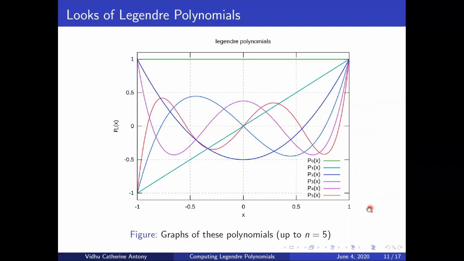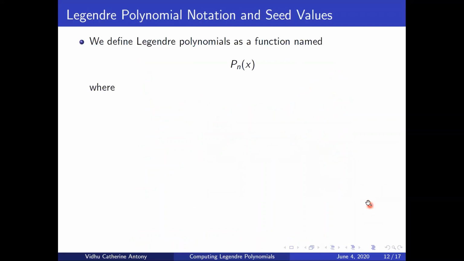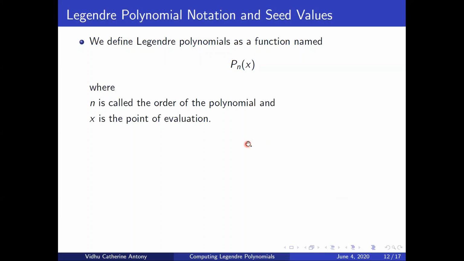So the next thing that we look at is these are the things that you need to remember. It's very easy to remember. n refers to the order of the polynomial. x is the point of evaluation, the value that you need to evaluate the function at. Now we look at two base cases.